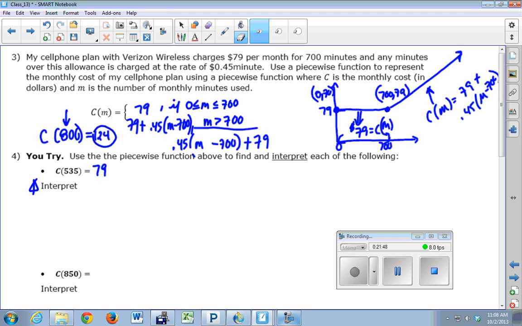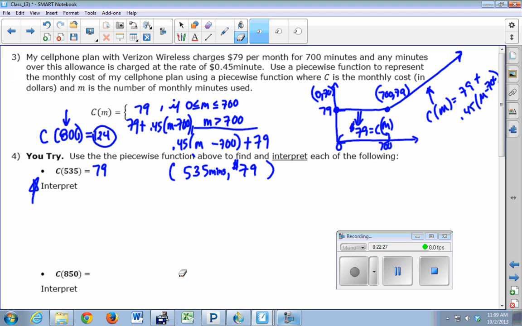Now, this is the part you need to pay attention to, because between your exam and some of your projects, you're still not getting how to write a sentence to explain what a particular point means. So this is what I would suggest doing. First, find the coordinates for your point. The coordinates for your point are 535 and 79. Then right there, I would put on my units like this, 535 minutes, $79. And then I would use that to write my sentence and make sure that my sentence has each of those numbers in it and each of the units.